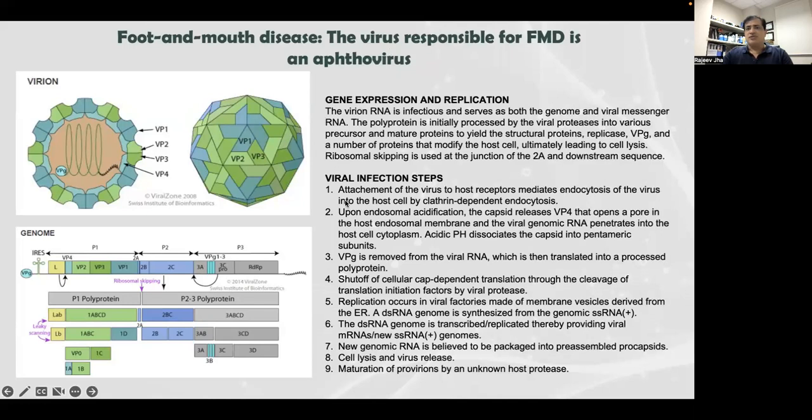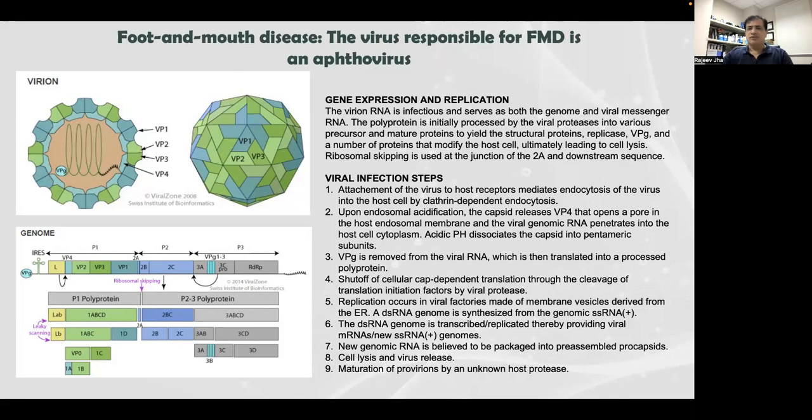Number 1, attachment of virus to host receptors mediates endocytosis of the virus into the host cell by clathrin-dependent endocytosis. Number 2, upon endosomal acidification, the capsid releases VP4 that opens a pore in the host endosomal membrane, and the viral genomic RNA penetrates into the host cell cytoplasm. Acidic pH dissociates the capsid into pentameric subunits.